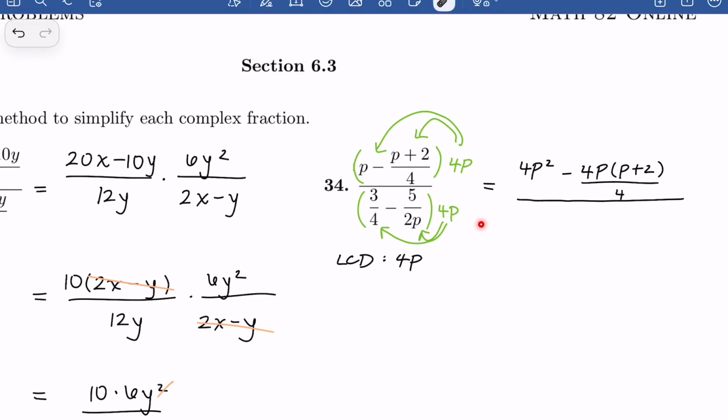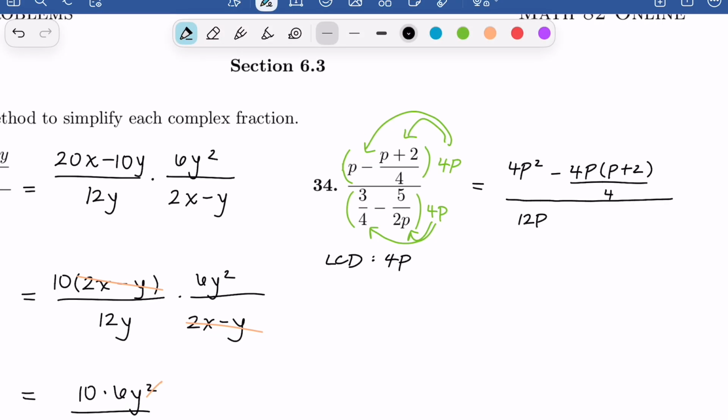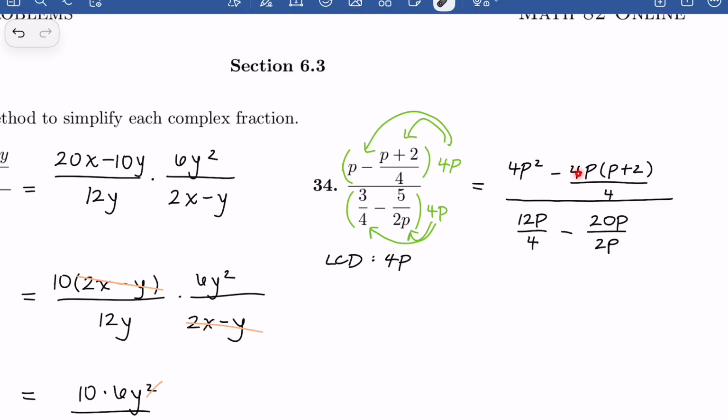Now in the denominator of our complex fraction, I'm going to do the same thing. I'm going to have 4p times 3 in the numerator. So this would be 12p, and I still have that 4 in the denominator. Similarly, for this last one, I'm going to get 20p over 2p. Okay? So this is my new numerator and denominator of my complex fraction after multiplying by the LCD.